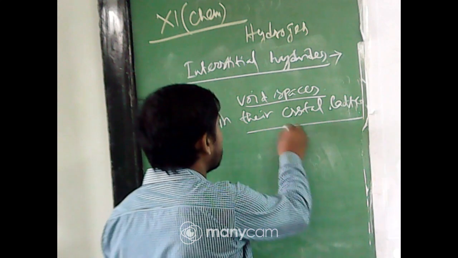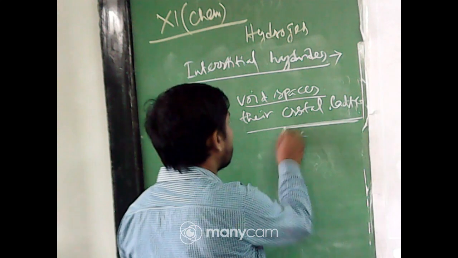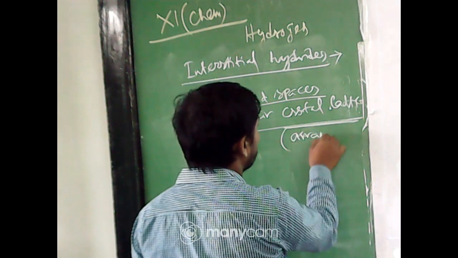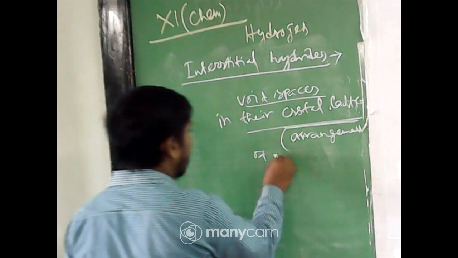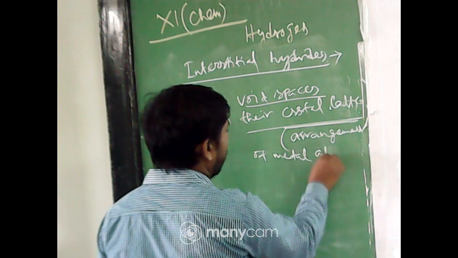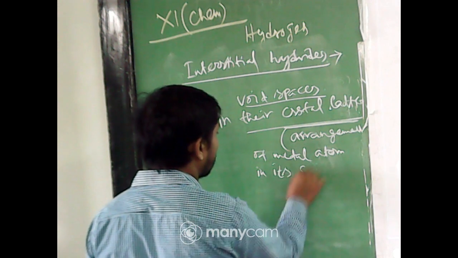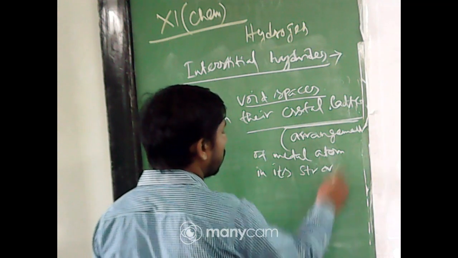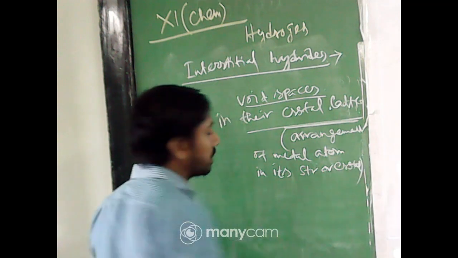It can be placed in the void spaces in the crystal lattice. What is crystal lattice? It is the arrangement of the metal atoms in its structure or in its crystal. It is called crystal lattice.